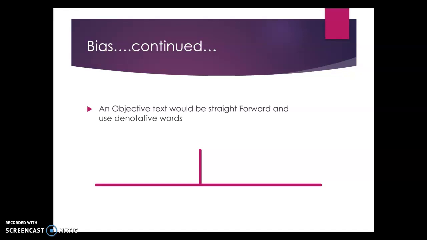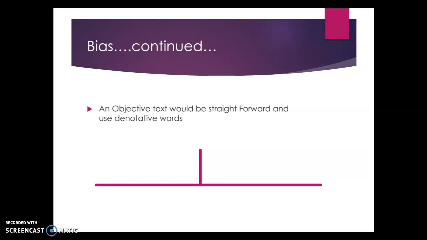All right, so an objective text would be super straightforward and use really denotative words. Now, denotative words are words that are just dictionary definition words. They don't have any kind of emotional weight behind them. So you're thinking of words like, for example, child, right? The word child just means a young person. It doesn't mean anything else. So if you're referring to a young person and you call them a child, that's a very objective word.